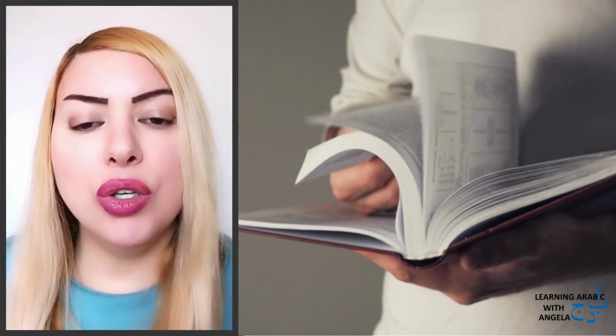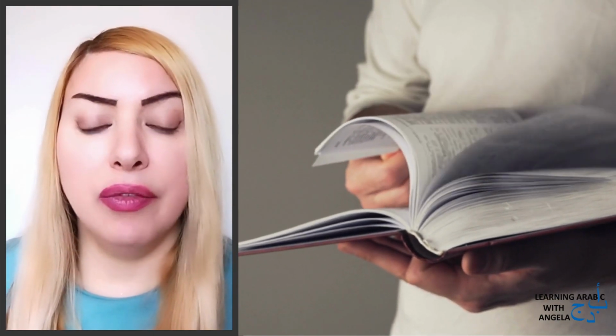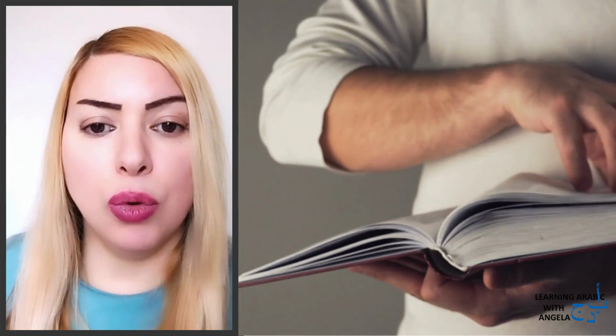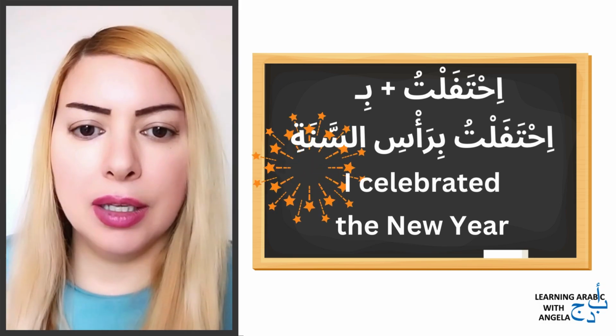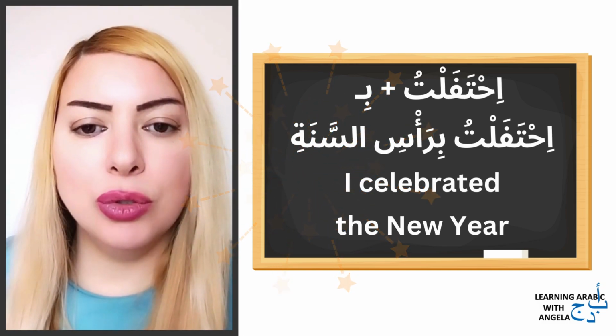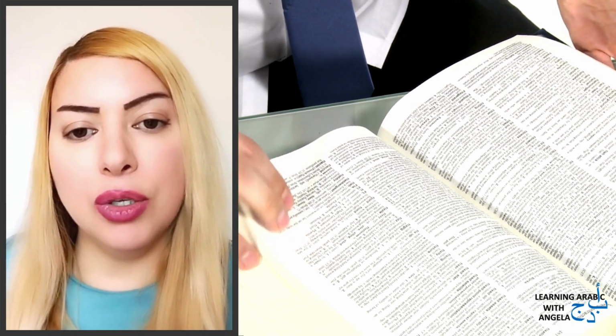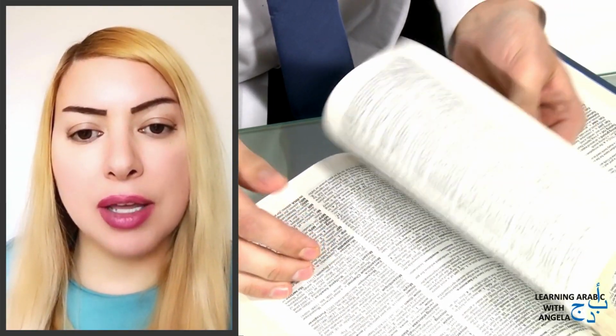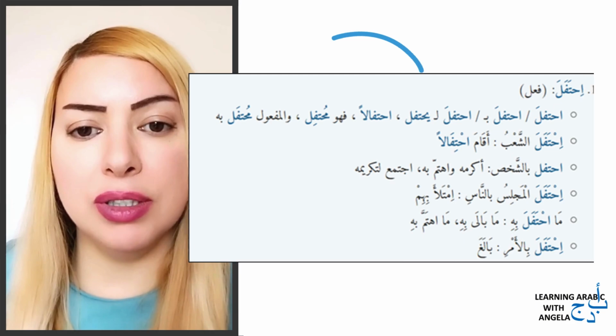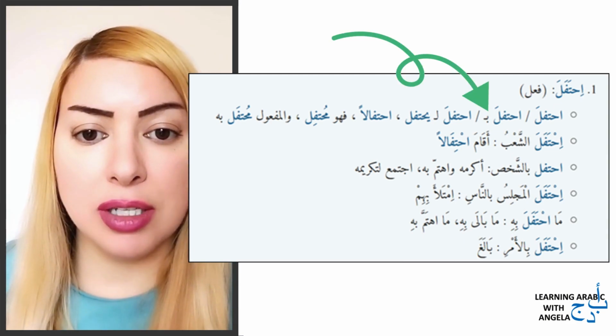You can also use an online dictionary to double check which prepositions go with that verb. And that's very important, an Arabic dictionary. And I've got a specific video to help you navigate this important skill. For example, احتفلت برأس السنة, I celebrated the new year. You can use a dictionary to double check the prepositions that could be used with this verb, as shown in the screenshot here.